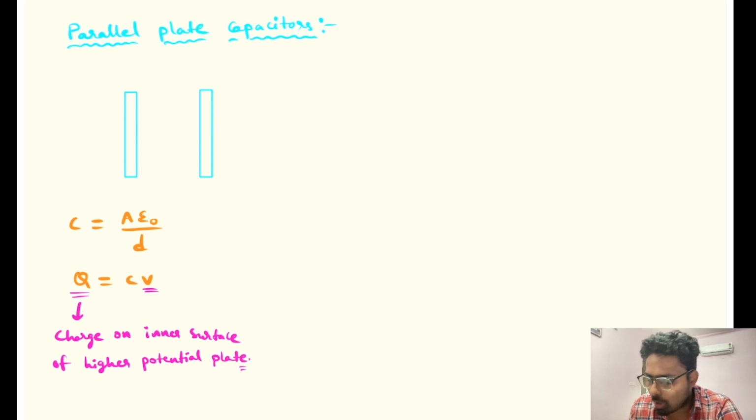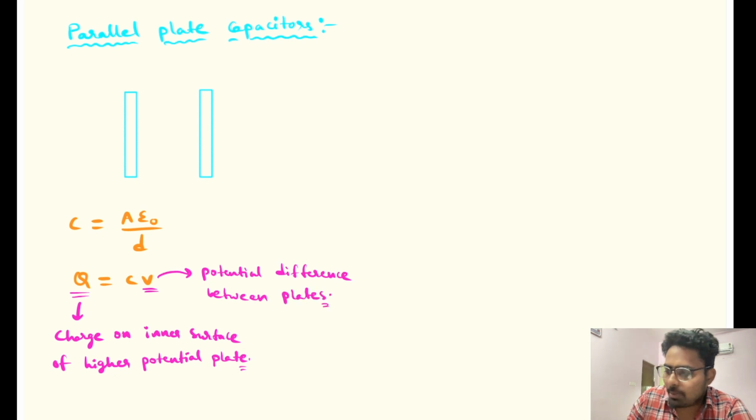No, it should be the charge on the inner surface of the higher potential plate. Higher potential plate means the plate which is connected to relatively higher potential. Then, what about V? V is the potential difference between the plates.